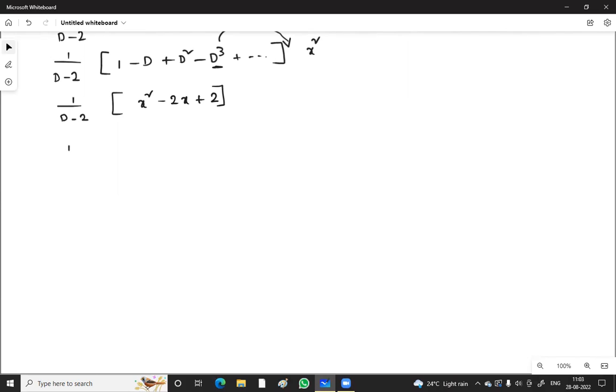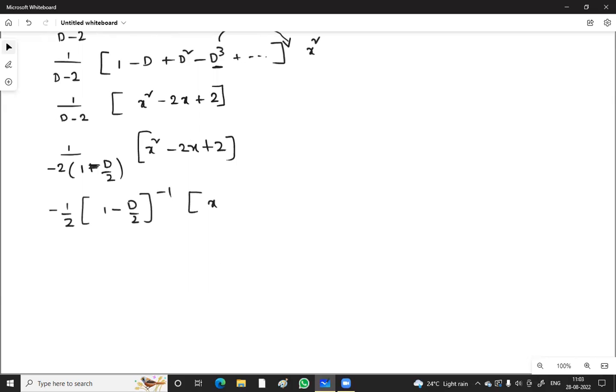With the same type, if you want to find this solution also, 1 over D minus 2 means 1 over, if you take minus 2 common, 1 plus 1 minus D by 2. You will get 1 minus D by 2. You have to operate on x square minus 2x plus 2. It means minus 1 by 2 into 1 minus D by 2 whole inverse, operating on x square minus 2x plus 2.